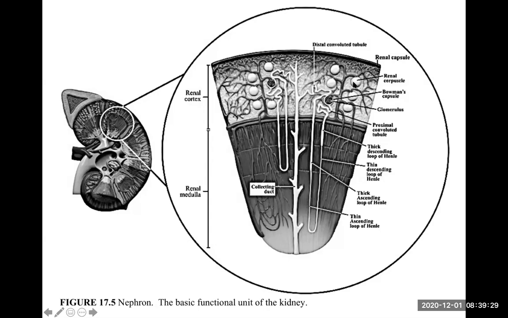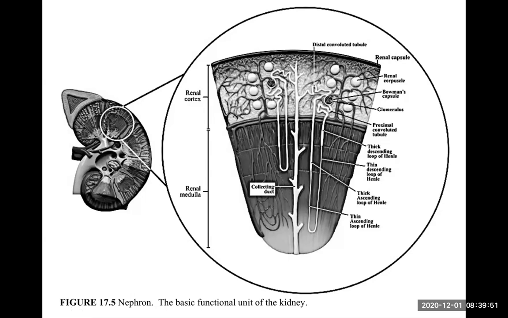The renal corpuscle describes the entire structure. And then the Bowman's capsule is the outer part of the renal corpuscle. The inner part is the glomerulus, which is the kidney's filtering system. There's teeny tiny arteries that make up the glomerulus where the blood is filtered through that.